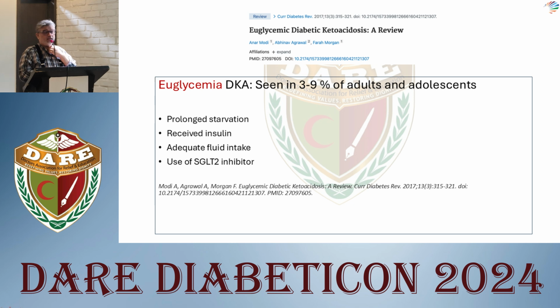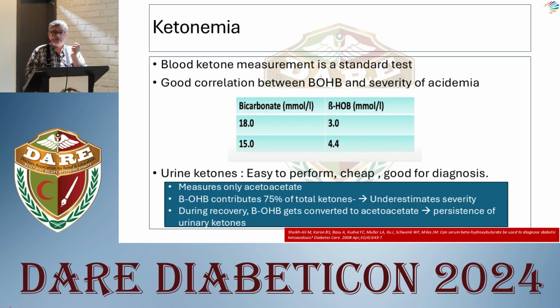So ketonemia, how do you diagnose? The recommendation is you need to measure beta hydroxybutyric acid, and as we discussed already, when it is more than 3 millimoles per liter, then we say it is ketonemia. Studies have shown that when your bicarb is around 18, it corresponds to beta hydroxybutyric acid of 3. When it is 15, it corresponds to around 4.4. But generally we don't do it because it is a costly investigation. So what we do normally is check the urine ketone because it is very easy. By the dipstick method, you can do it at the bedside and you can do it multiple times.